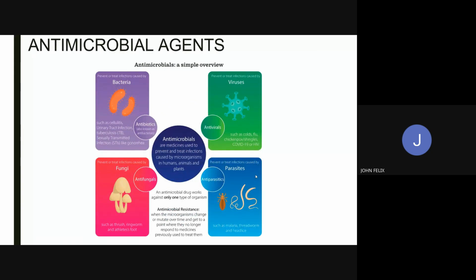Actually, antimicrobial agents cannot be covered within 30 minutes. So I'll be focusing more on the antibiotics and a bit on antifungals and antivirals. So what are antimicrobial agents? Antimicrobial agents are the medications which are used to treat or prevent infections caused by microorganisms like bacteria, viruses, fungi, and parasites. The drugs that are used to treat bacterial infections are called antibiotics, drugs used to treat viral infections are called antivirals, drugs used to treat fungal infections are called antifungals, and drugs used to treat parasitic infections like malaria are called antiparasitic drugs.